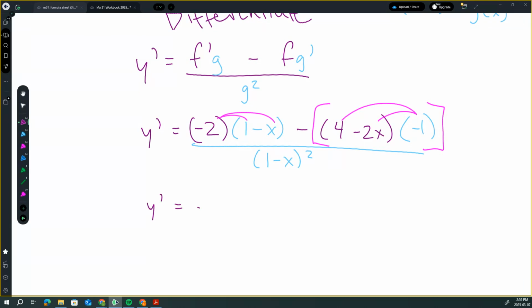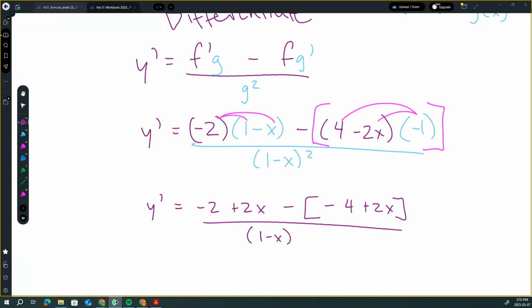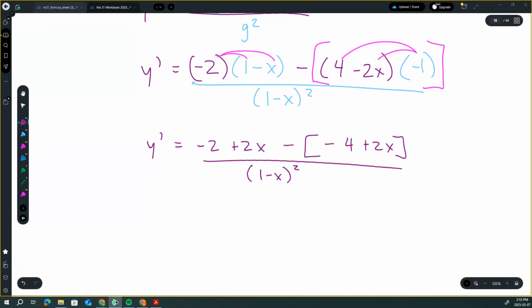So y prime is equal to negative 2 plus 2x minus, in brackets, negative 4 plus 2x, divided by 1 minus x squared.